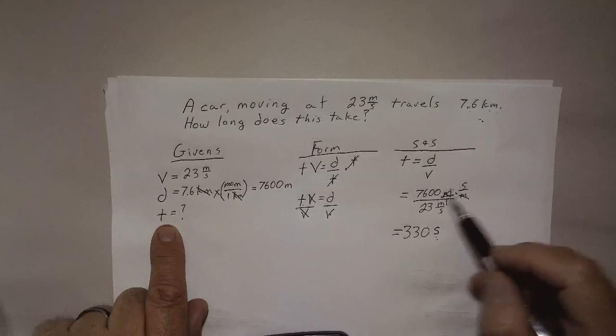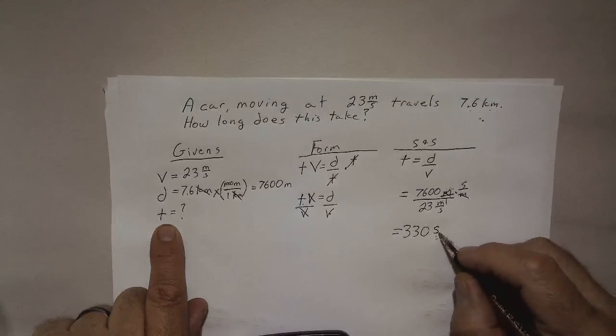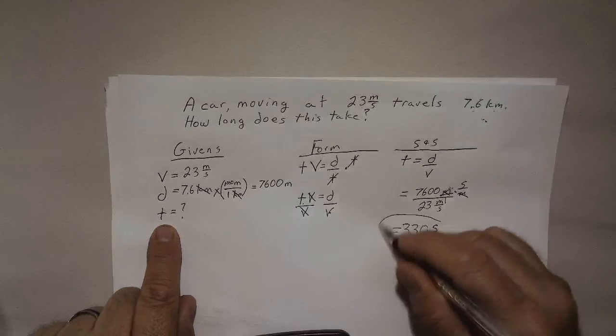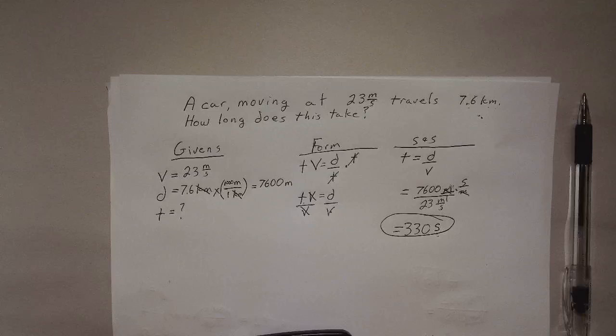So you invert and multiply, and that is how you do that. So we end up with seconds. Is that what I want? Yes, that is correct. And I didn't end up with a mistake there.